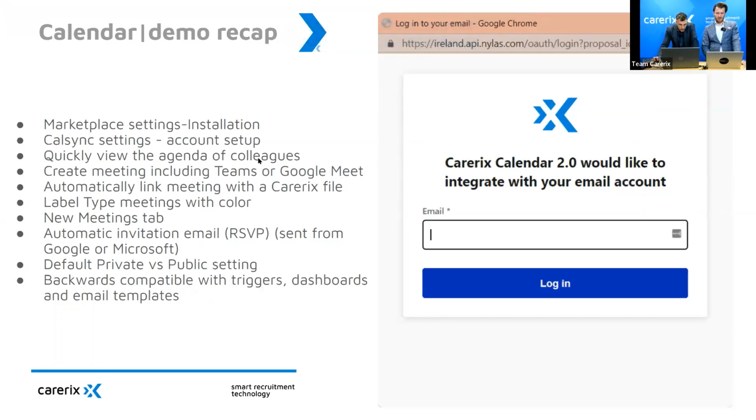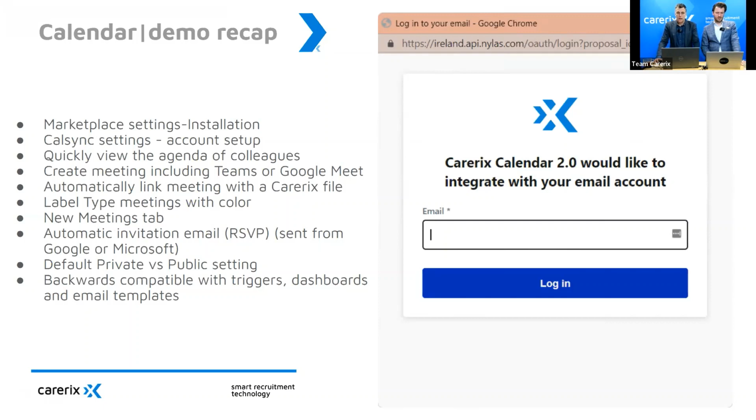So I think I covered all these items, except for the last bullet. We need to be backwards compatible with triggers, activity reports, dashboards, and email templates. So that's why we also create an activity, the old calendar 1 activity. It's created so these functionalities still work.